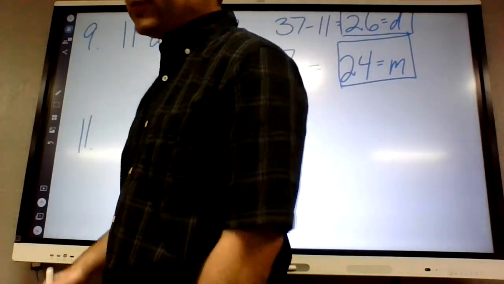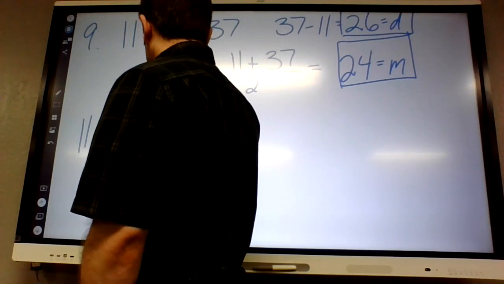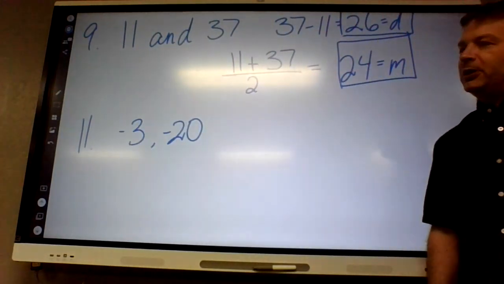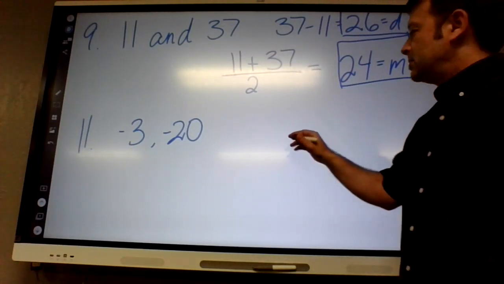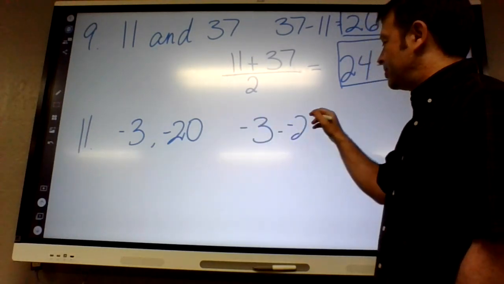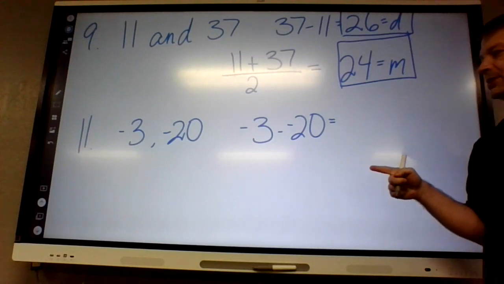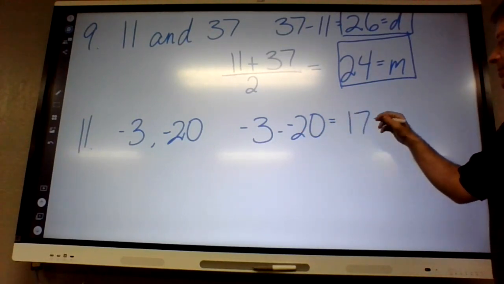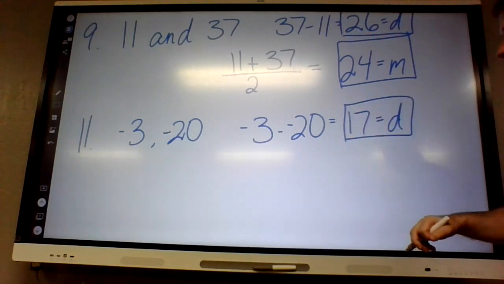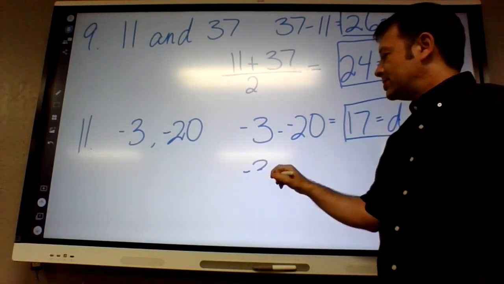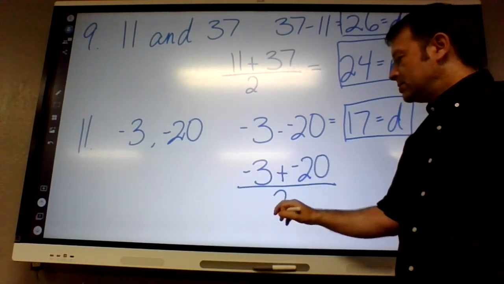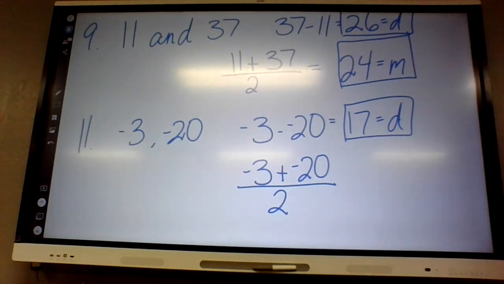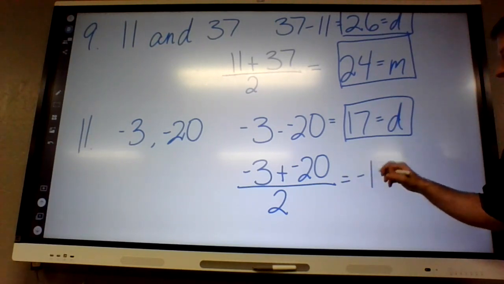Okay, number 11, -3, -20. You might be able to figure that out without actually subtracting. How far is it from -3 to -20? 17. If you show your work, it would look like that: -3 minus -20 is plus 20, so it'd be 17 for the distance. And the midpoint, -3 plus -20 divided by 2. -23 divided by 2. 22 divided by 2 is 11. So this would be -11.5.